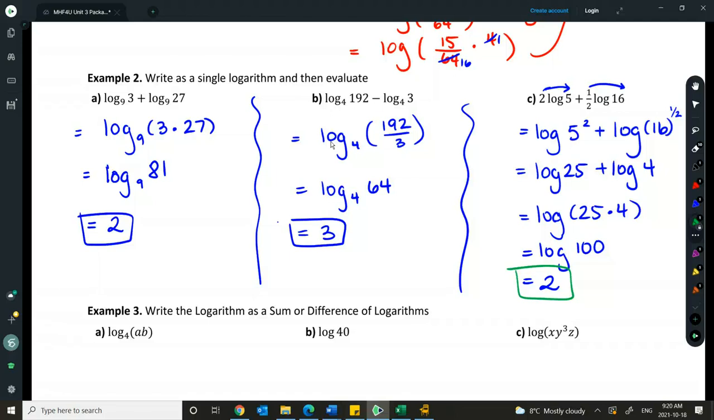So all logarithms have a base. It's usually like a subscript here. So this is a base of 4. This is a base of 9. If you don't see a base written, then it's called the common logarithm, and it's understood that the base of that logarithm is 10.